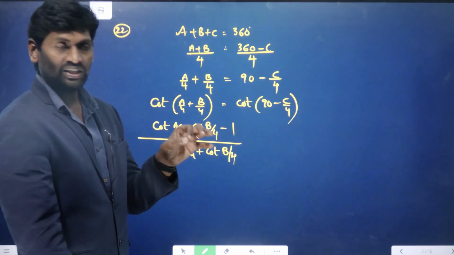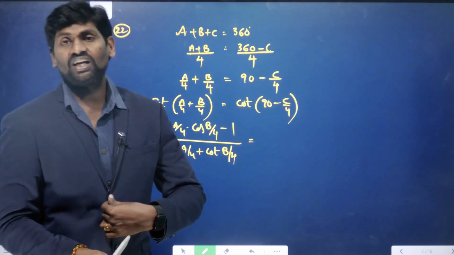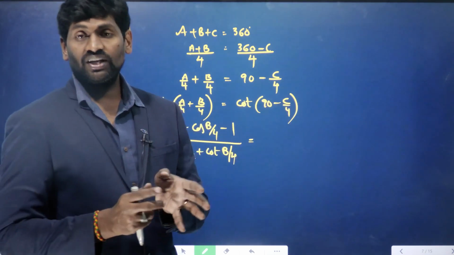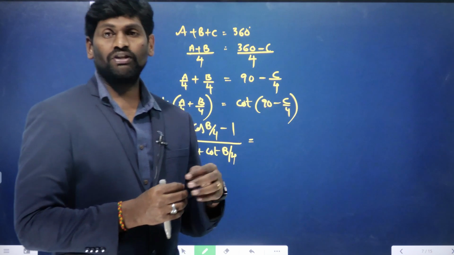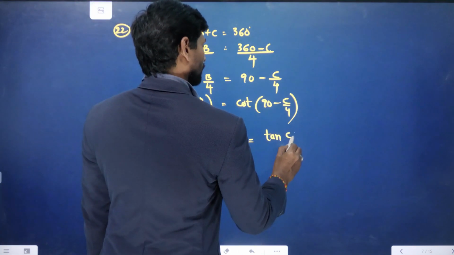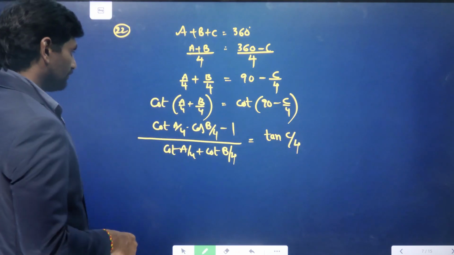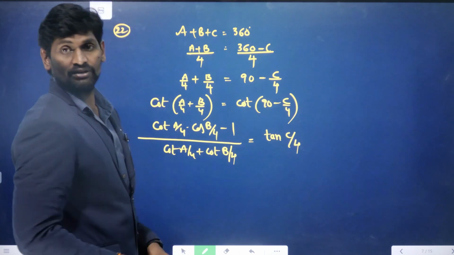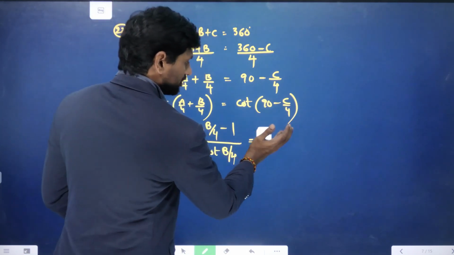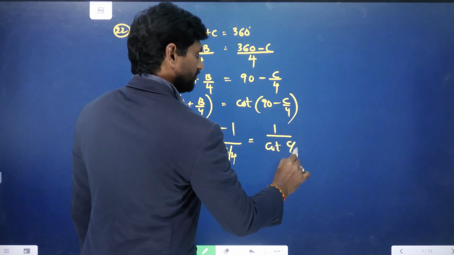Compound angle under cot. Cot 90 minus theta, 90 minus complementaries. Whenever you are getting cot 90 minus theta, it will be tan theta. So tan C by 4. This tan C by 4 can I write as 1 by cot? Tan can I write as 1 by cot? Yeah, cot C by 4.